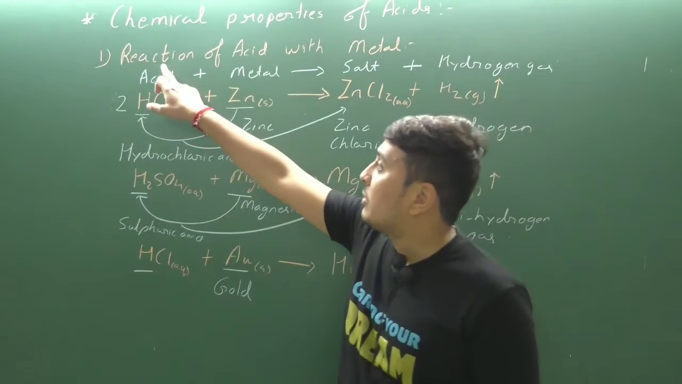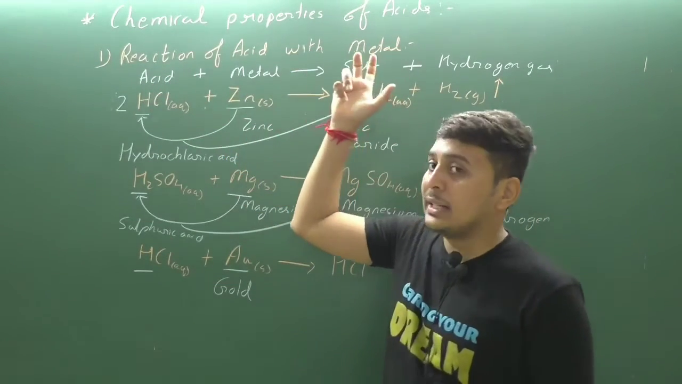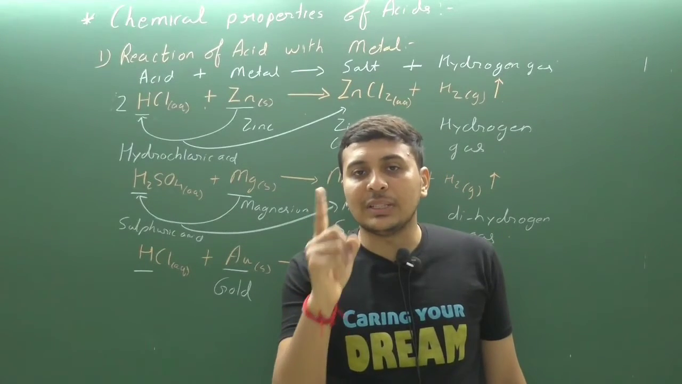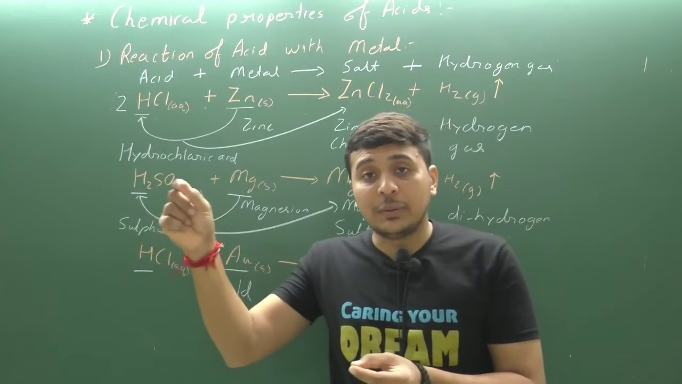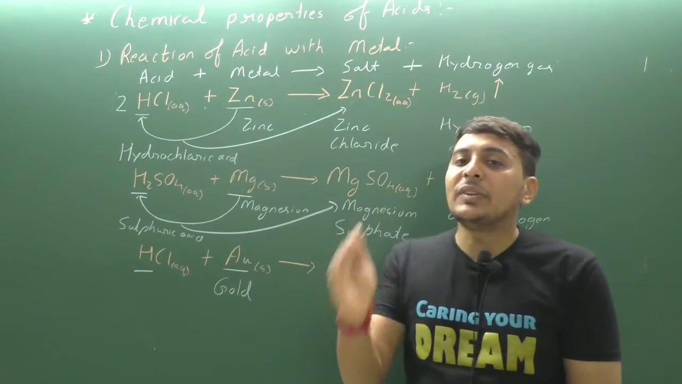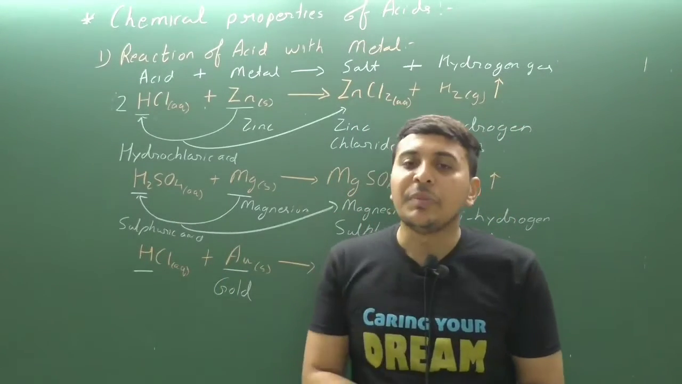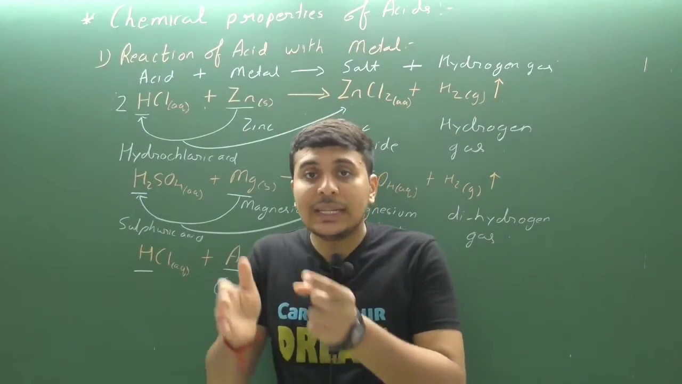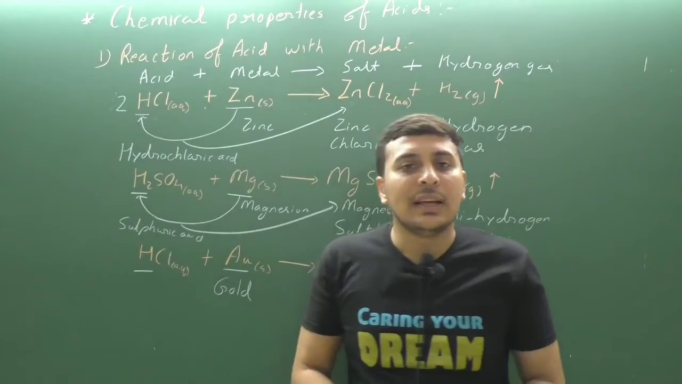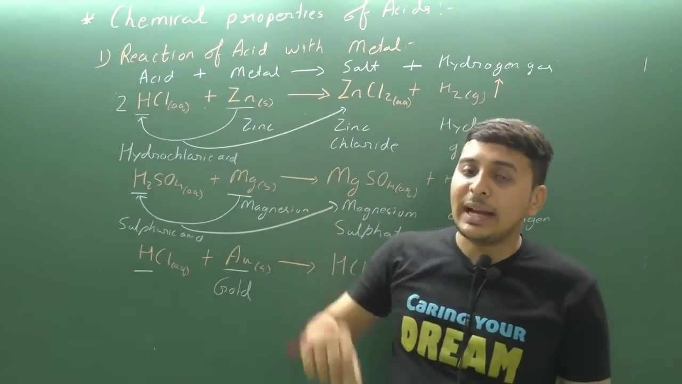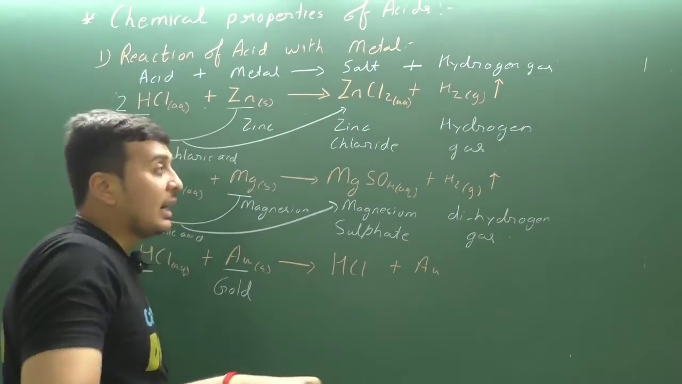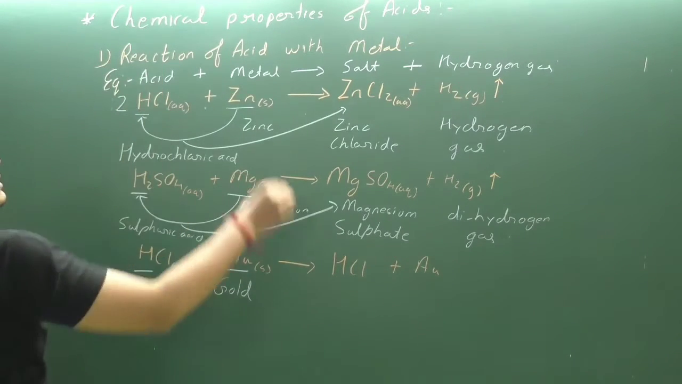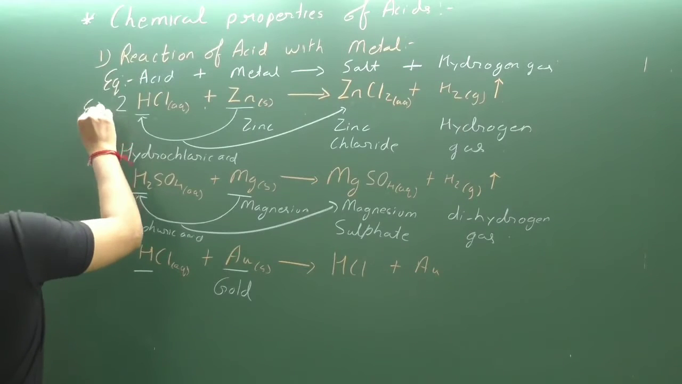So how can we write? First property, reaction of acid with metal, then comes a one line sentence. What is the sentence? In the word form, when acid reacts with metal, it forms salt and dihydrogen gas. Then after that you have to write this equation. Then these are the examples.